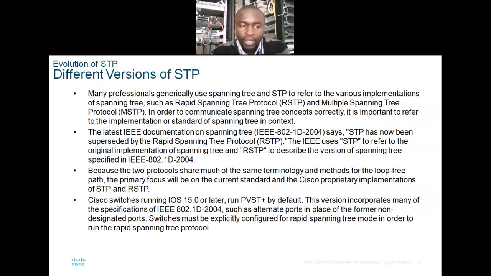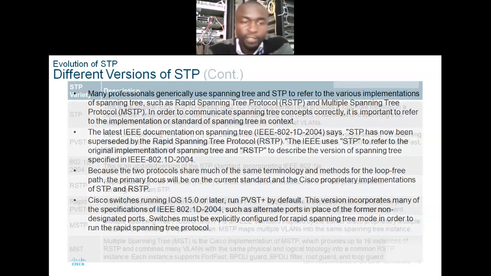Cisco switches running IOS 15 or later run Per-VLAN Spanning Tree by default. This version incorporates many of the specifications of IEEE, such as alternate ports in place of former non-designated ports. Switches must be explicitly configured for rapid spanning tree mode in order to run the Rapid Spanning Tree Protocol. So these are the different versions that we have.